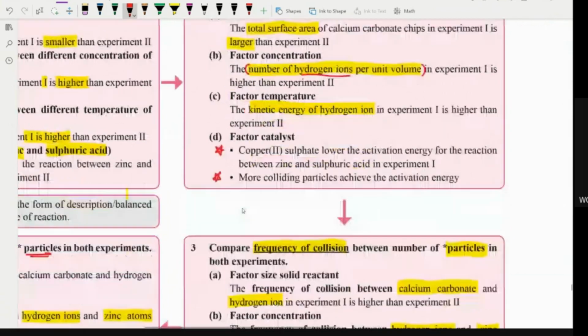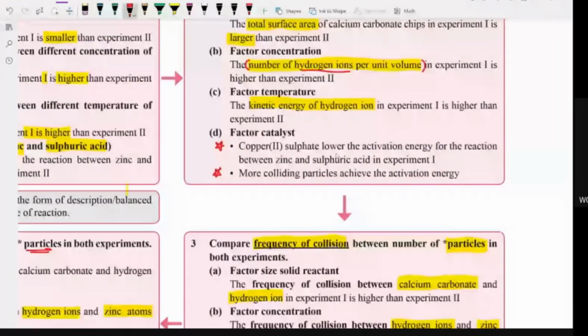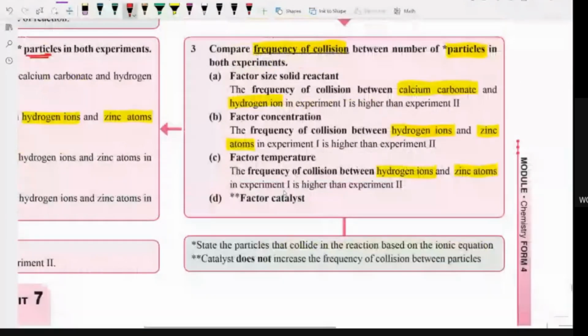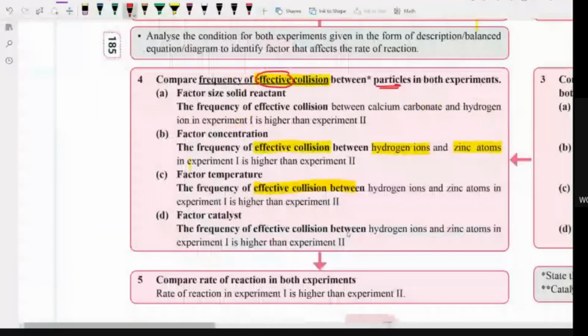Then for the catalyst factor, no need to mention the frequency of collisions. It is replaced with these 2 points. It lowers the activation energy, so more colliding particles can achieve the lower activation energy. So directly go to the effective collisions. The effective collisions between the hydrogen ions and zinc atoms in experiment 1 is higher than experiment 2. So the rate of reaction is higher.